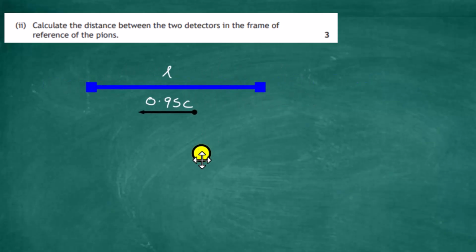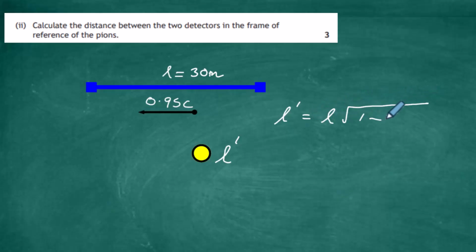So the length which the pions will measure will be the relativistic contracted length, and we can easily find out by putting in our formula. The length which we measure in the pions reference frame will be L prime, and L will be the proper length, which we know is going to be equal to 30 metres. So that's the proper length between the 2 detectors measured in our reference frame, and the distance measured in the pions reference frame is going to be L prime. And we know from our data sheet that L prime is going to equal L times the square root of 1 minus v upon c, all squared.